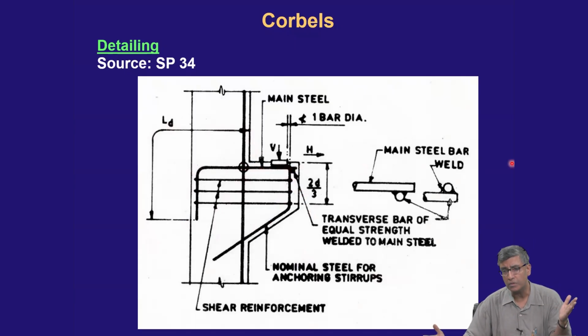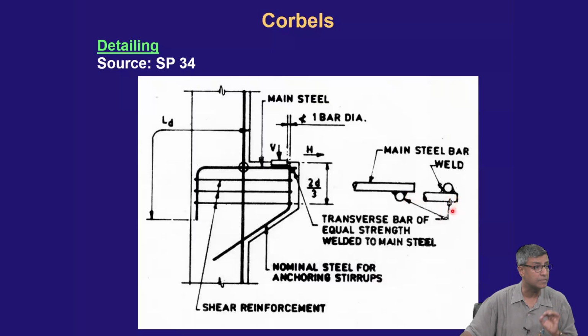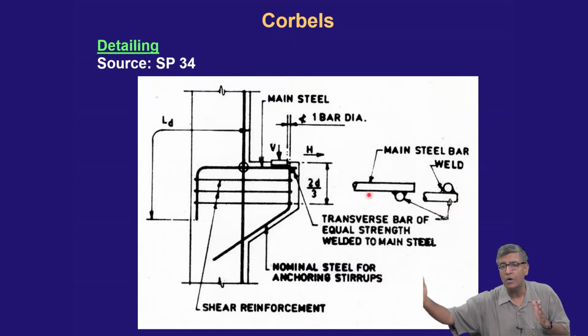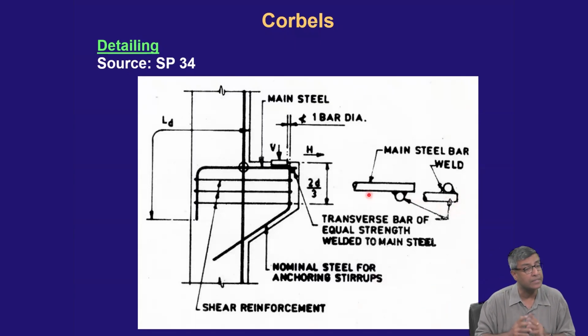But the corbel is short. Then in order to develop the stress here, I need to weld this main bar with this transverse bar. Now this is an important thing which we do not do in a cantilever. In a cantilever, it has enough length to have development in its span, but here we do not have that length, and hence this welding is necessary.